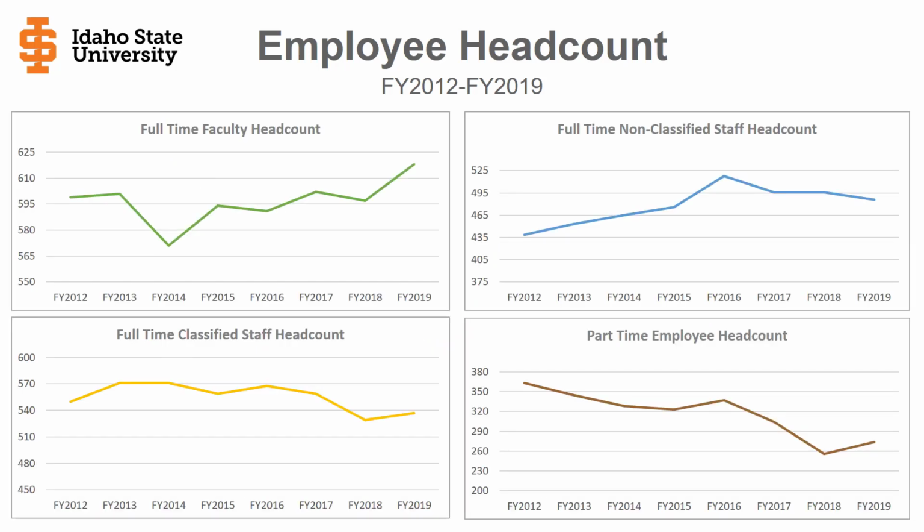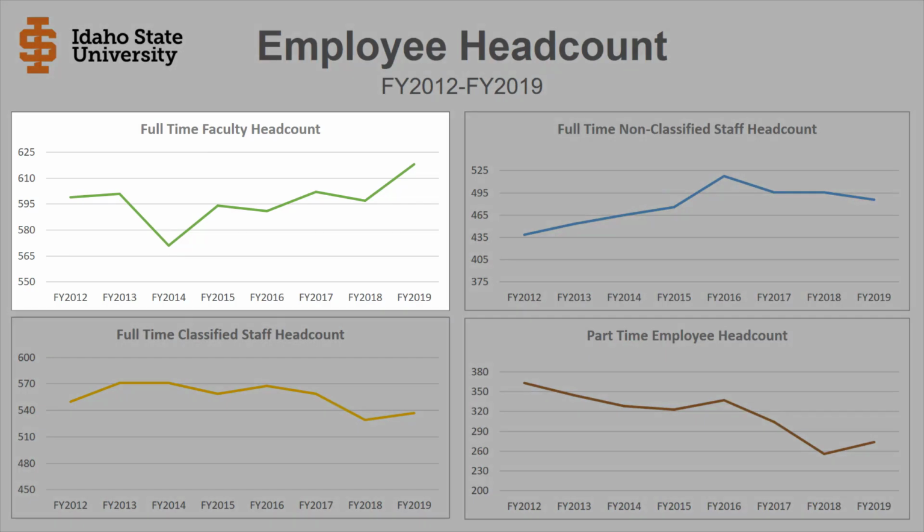These charts depict some of our employee group trends. In the upper left corner, full-time faculty has increased by 3.2% or 18 individuals since 2012. Following a decrease in 2013 and 2014, full-time faculty members have steadily increased by approximately 50 members since the low in 2014.